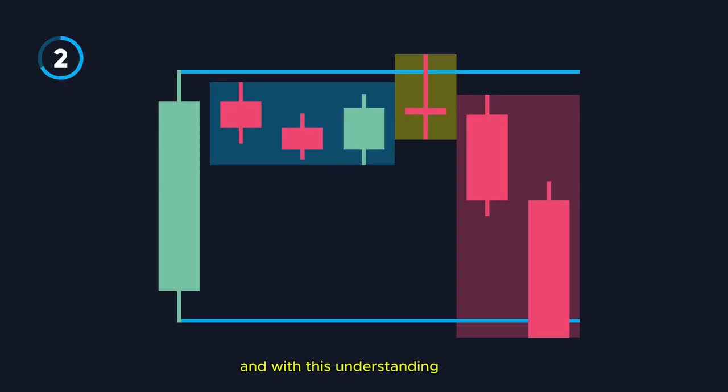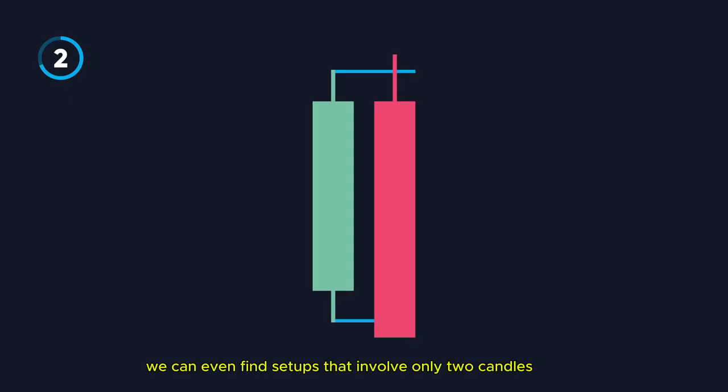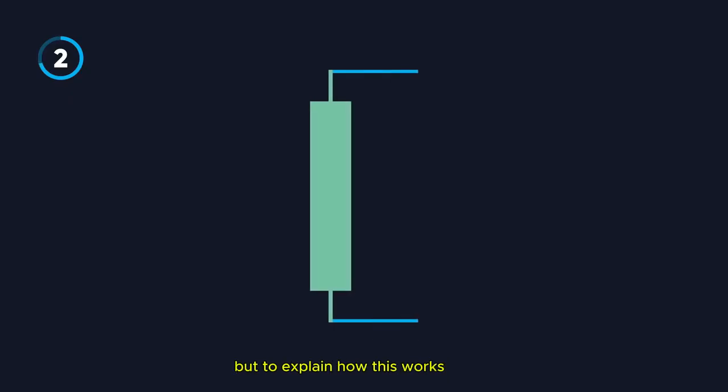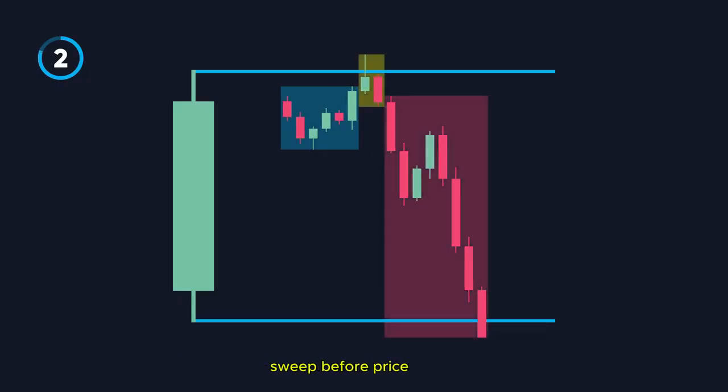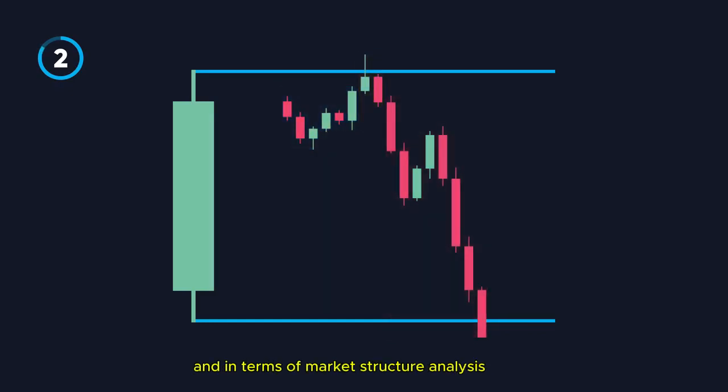And with this understanding, we can even find setups that involve only 2 candles. But to explain how this works, we would have to look at this second candle on a lower time frame. And here we can again see that we have another AMD model with an accumulation phase, followed by manipulation in the form of a liquidity sweep, before price then pushes down during the distribution phase. And in terms of market structure analysis, we can see where the price creates a change of character after the liquidity sweep, before then using the bearish fair value gap as the catalyst to attack the candle range low.